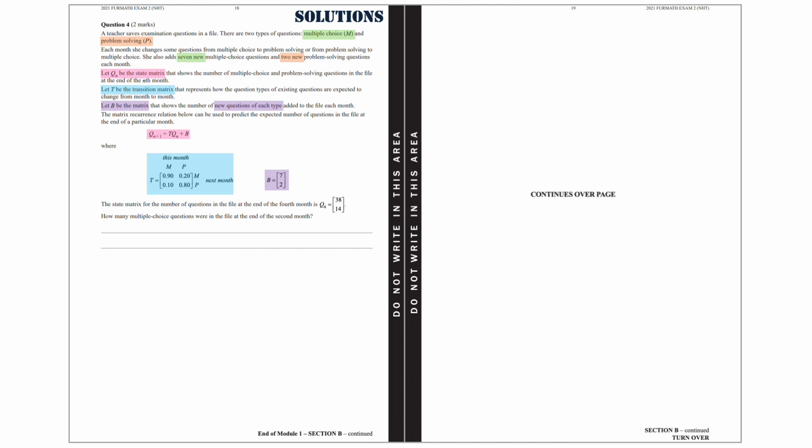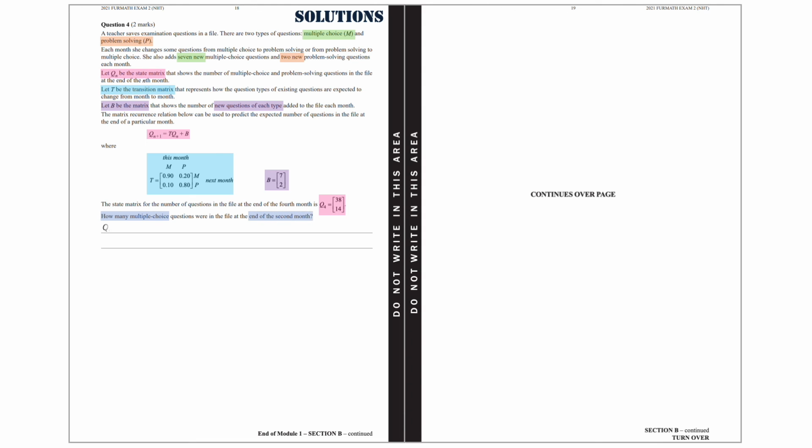The state matrix for the number of questions in the file at the end of the 4th month is Q4 equals the column matrix 38, 14. How many multiple choice questions were in the file at the end of the 2nd month?